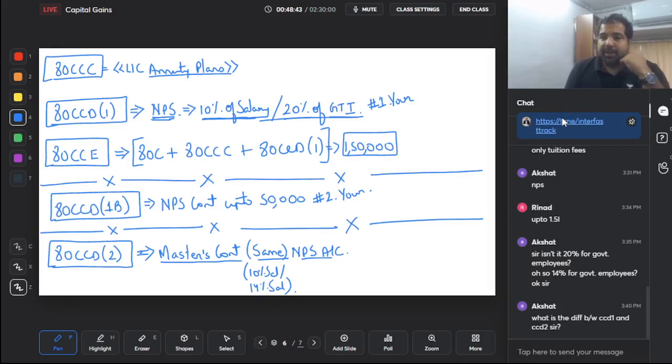Whereas 80CCD2, you have nothing to do with it. Your master has put in the money, and you get a deduction automatically. Whatever deduction he gets in PGBP, the same deduction you get. Of course, it has a limit of 10% and 14%: 10% for normal employers, 14% for central government. So this is the master's contribution and this is your contribution. Mainly that's the difference.